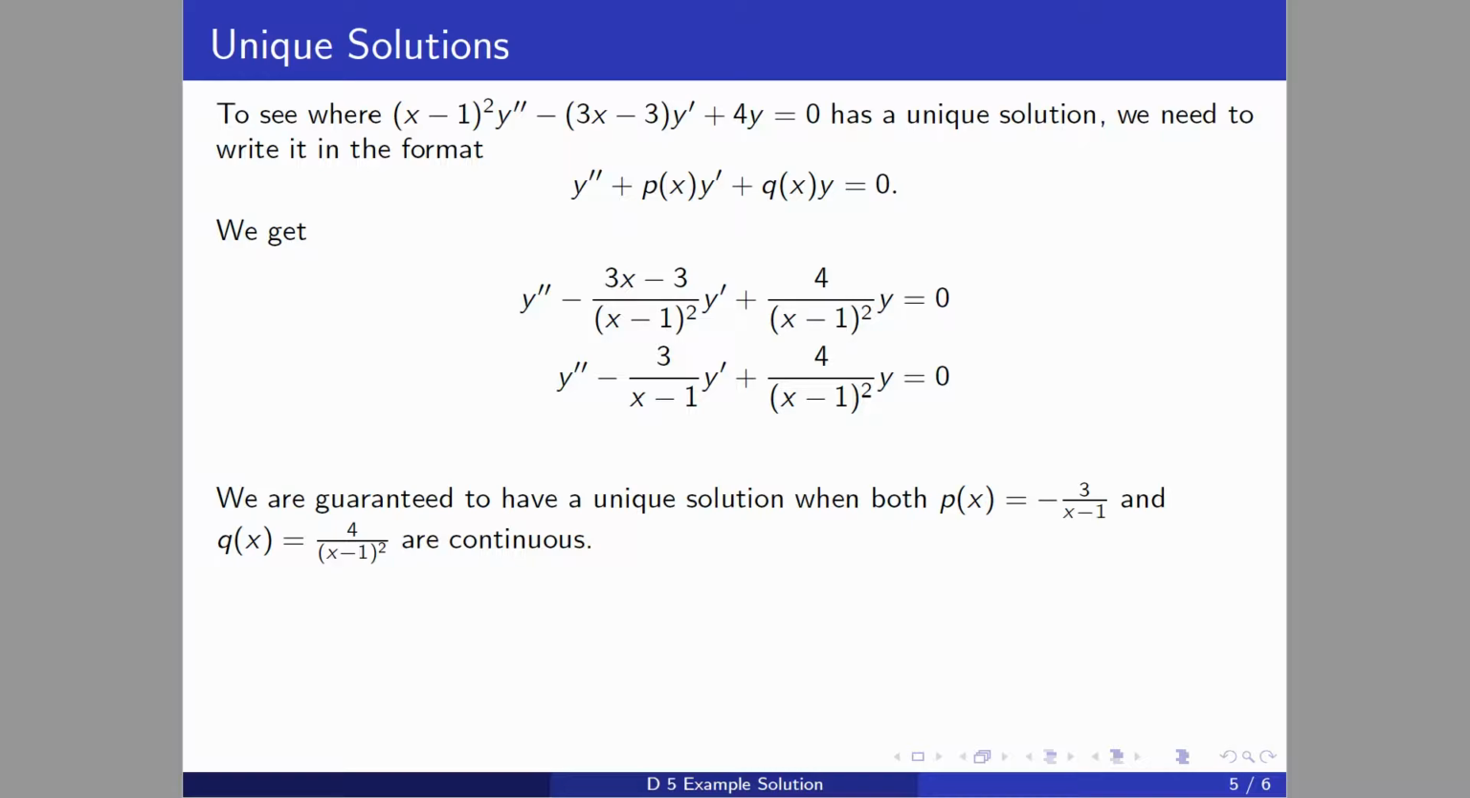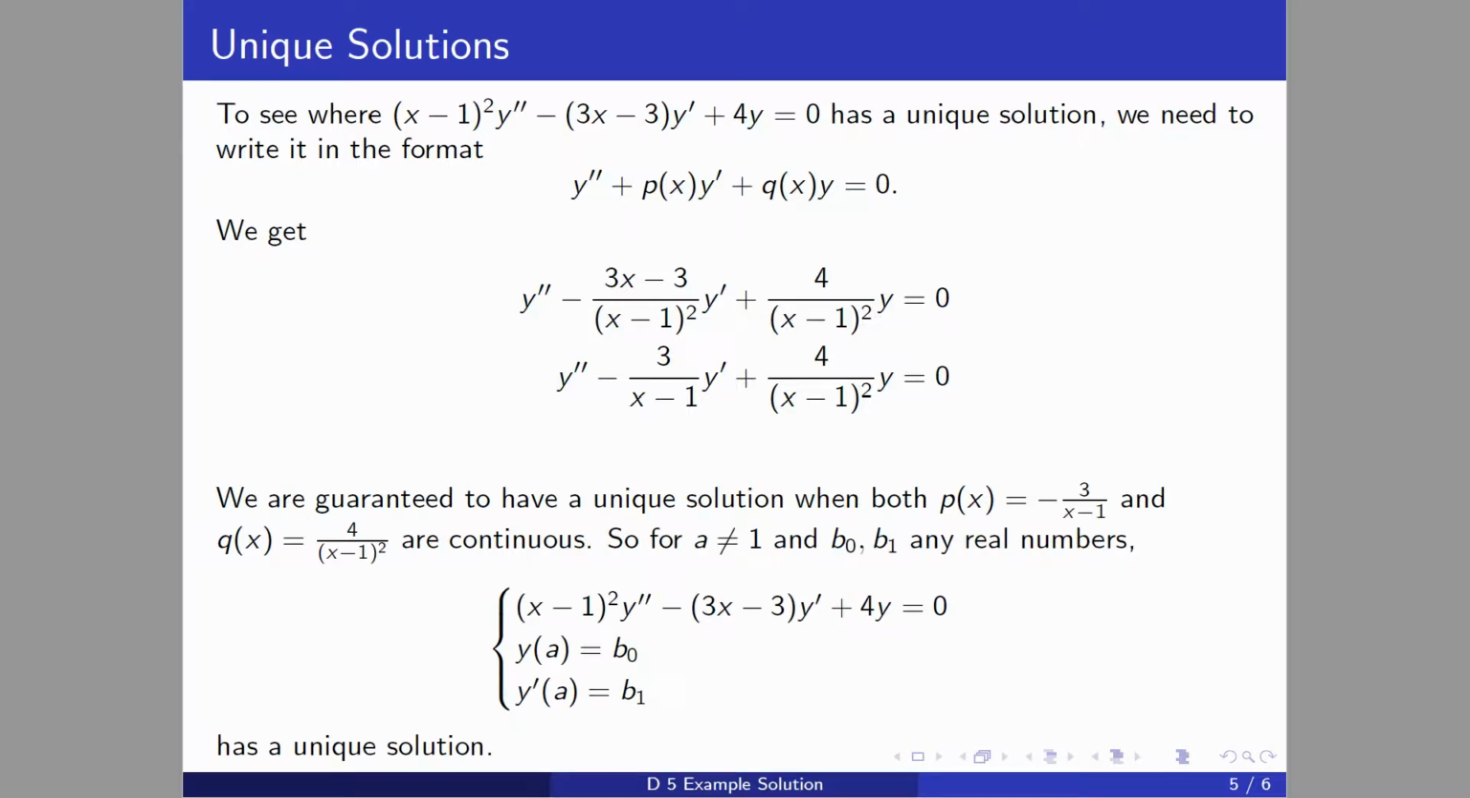And we just need these to be continuous at whatever initial time we're trying to set an initial value for. So that means that as long as we don't try to set an initial value at time 1, we can do whatever we want and guarantee a unique solution. Formally, if a is not equal to 1 and b0 and b1 are any real numbers, then the initial value problem (x-1)^2 y'' - (3x-3) y' + 4y = 0, with y(a) = b0 and y'(a) = b1, has a unique solution.